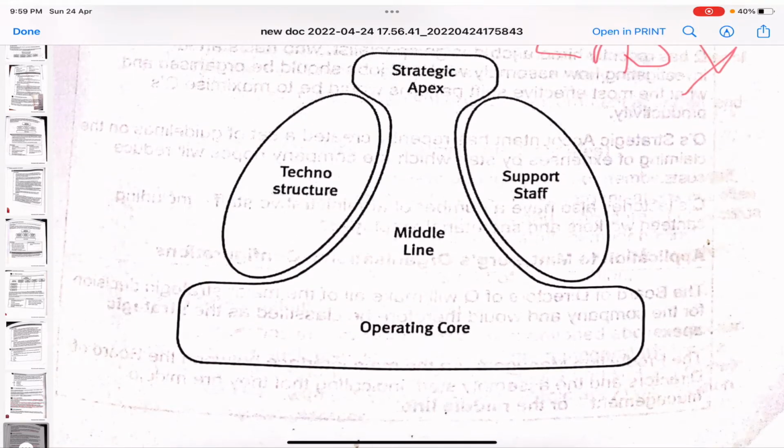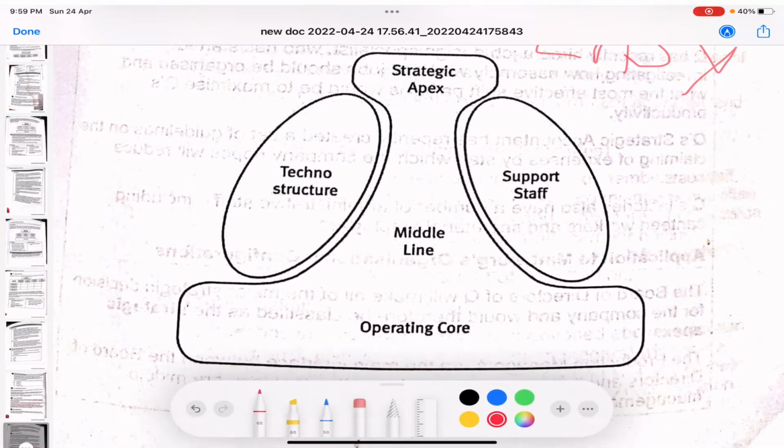So we'll come here. This is the structure. Let's go from top to bottom. Strategic apex. What is strategic? We just saw it in the previous topic. Strategic means the important thing. So strategic is the top level management. So strategic is the top.